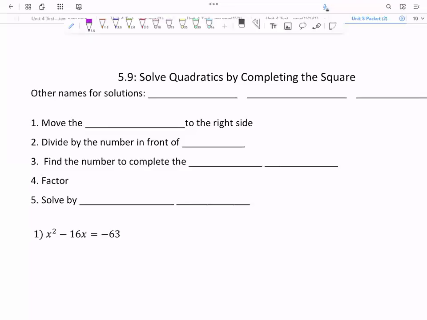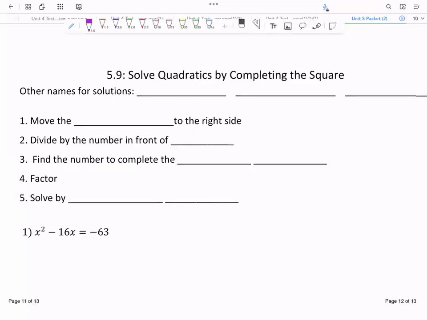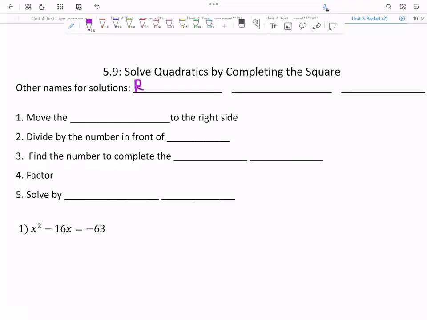Today we're going to talk about how to solve quadratics by completing the square. So other names for solutions are roots, zeros, and x-intercepts. So what we're going to do first is try to move the constant to the right side.